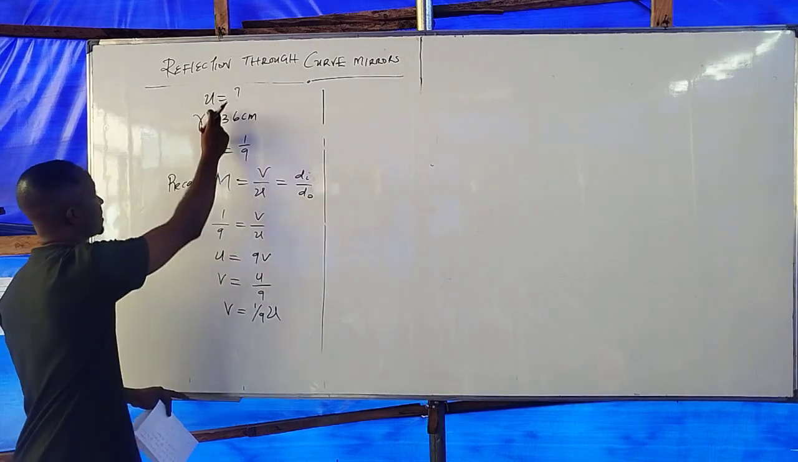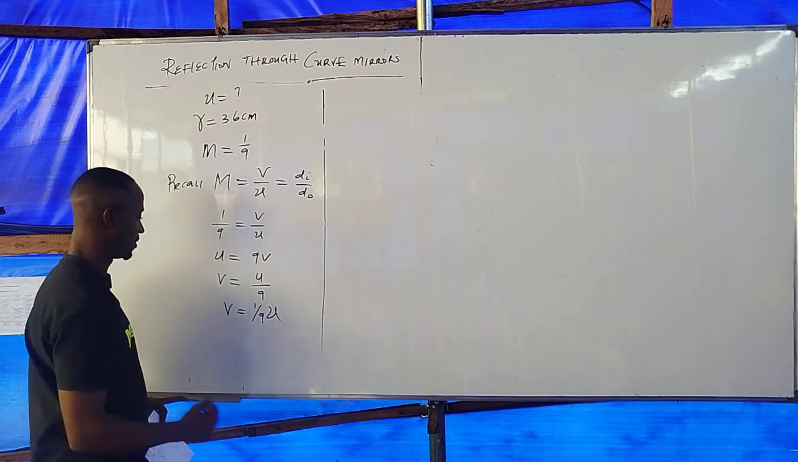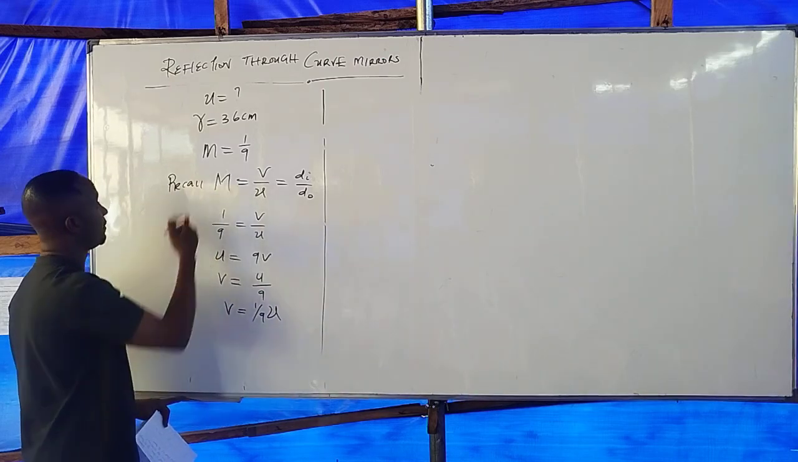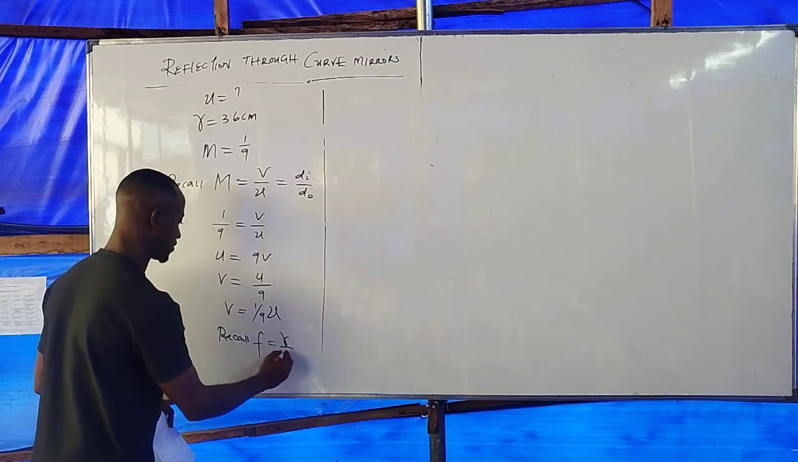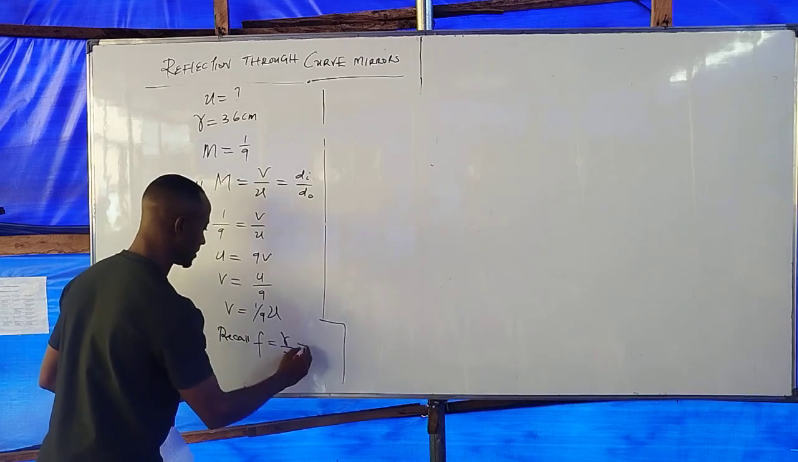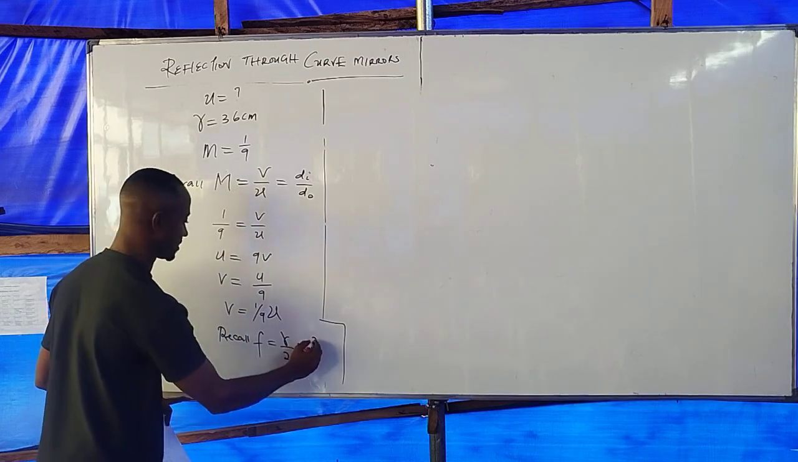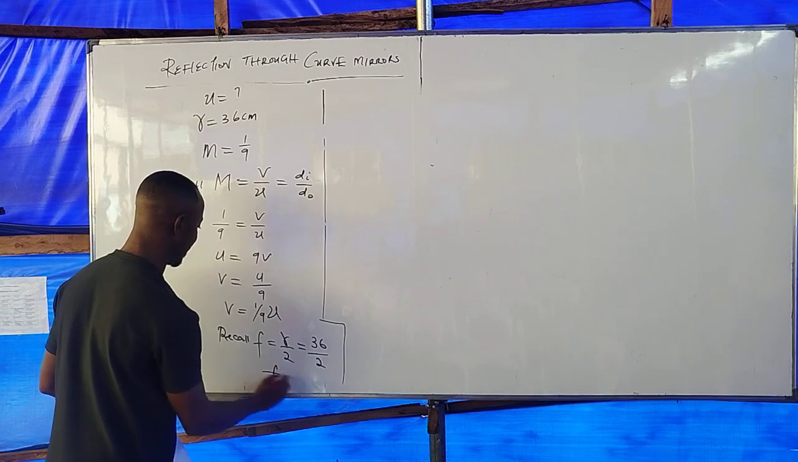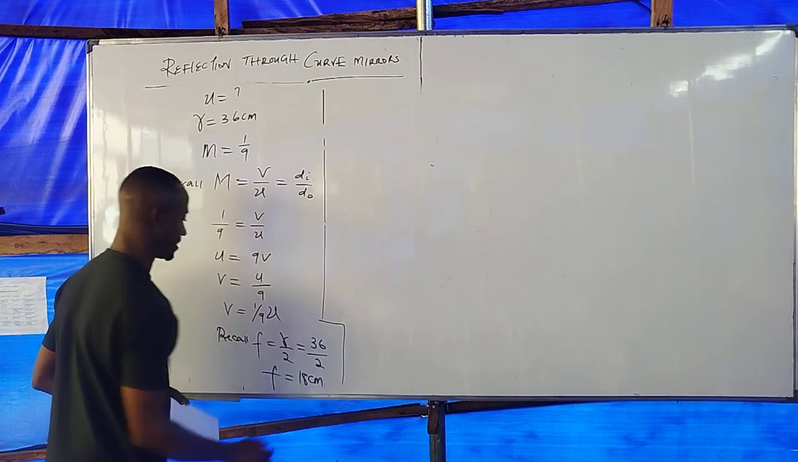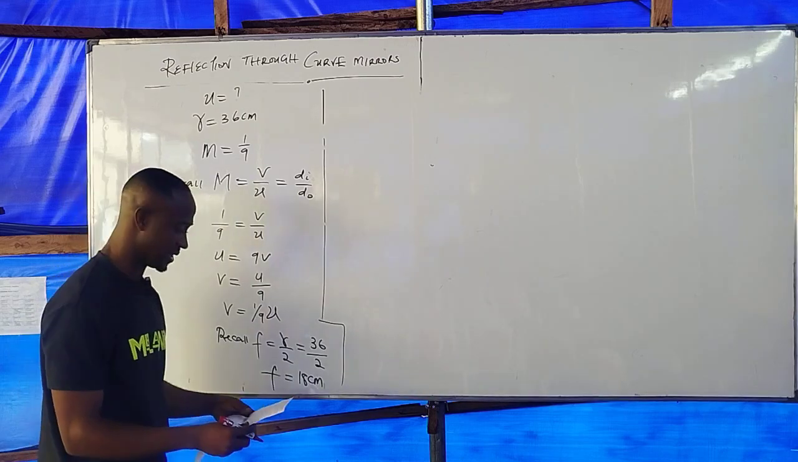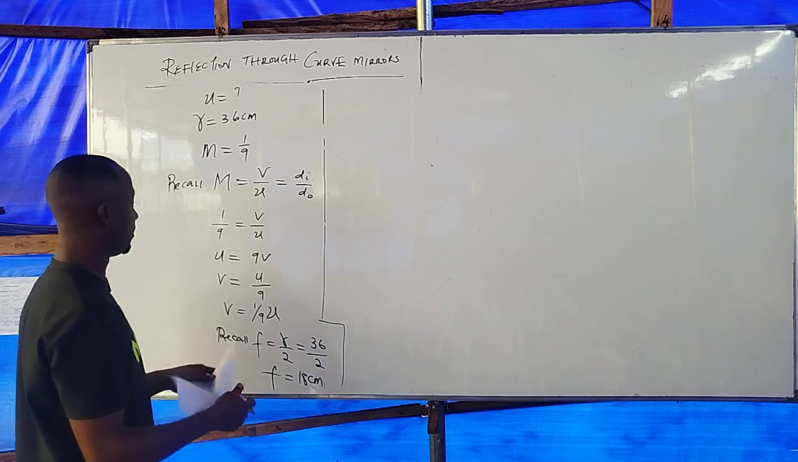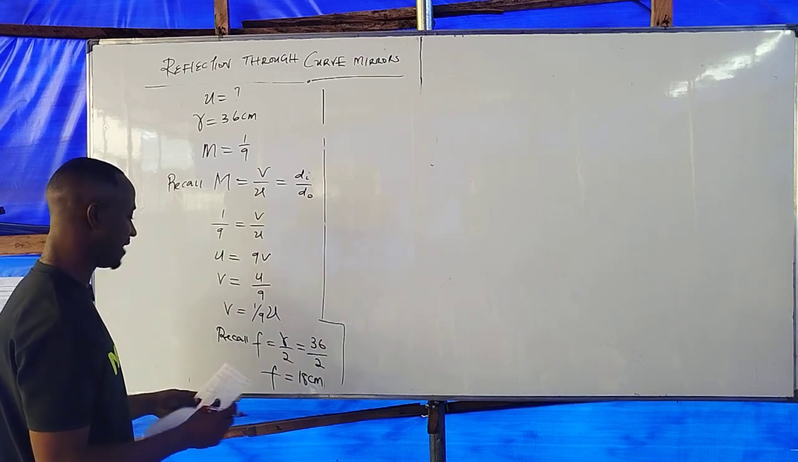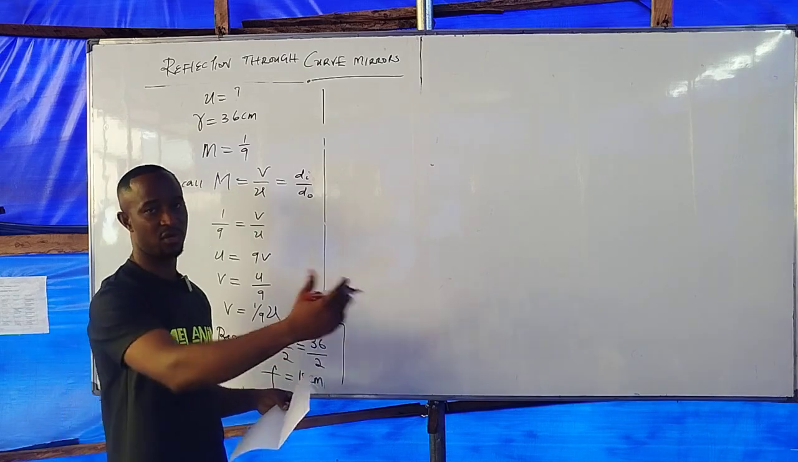For me to find the distance of the object from the concave mirror, we have to find our focal length, right? Then recall that focal length f equals r over 2. So f is given as 36 divided by 2. When we divide this, we will have 18 centimeter. So the focal length is actually 18 centimeter. But the question says find how far the object should be from the concave mirror.